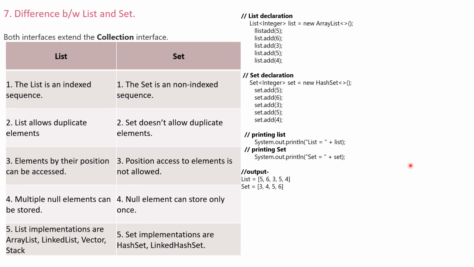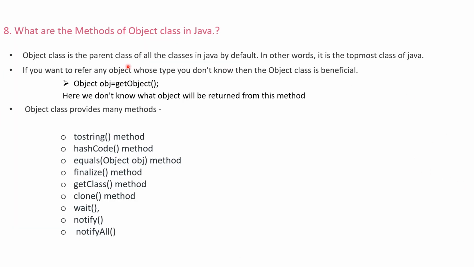Moving to the next question. What are the methods of the Object class in Java? This is an important question. For the Object class, we know it is actually the parent class of all the classes in Java by default. In other words, it is the topmost class of Java. So we should know about this.